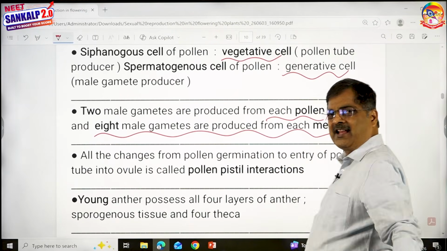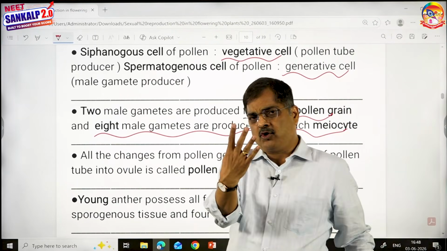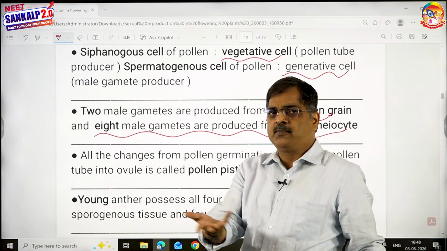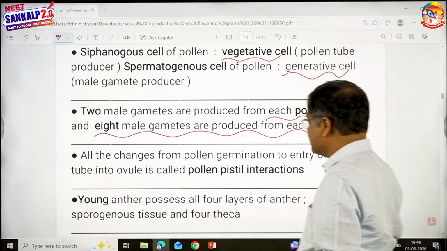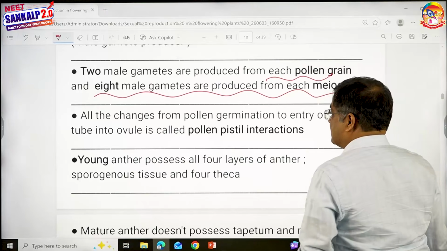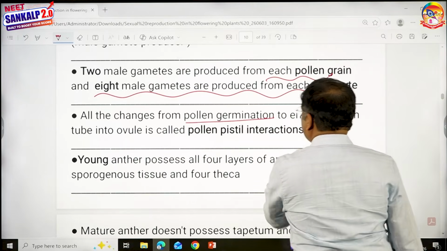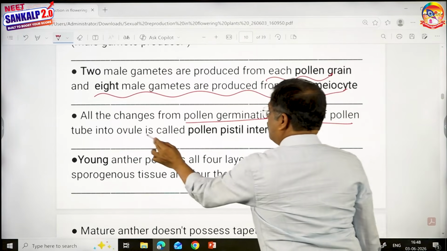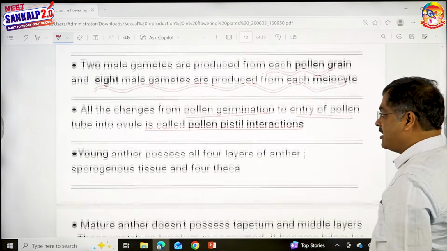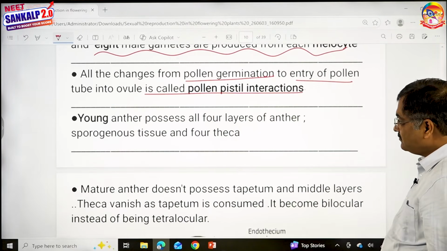Two male gametes are produced from each pollen grain, yes, and 8 male gametes are produced from a meiocyte. Naturally, one microspore mother cell produces 4 microspores. Each microspore produces 2 male gametes. 4 into 2, 8. All the changes, this is important, from pollen germination to the entry of the pollen tube into the ovule are called pollen-pistil interactions.